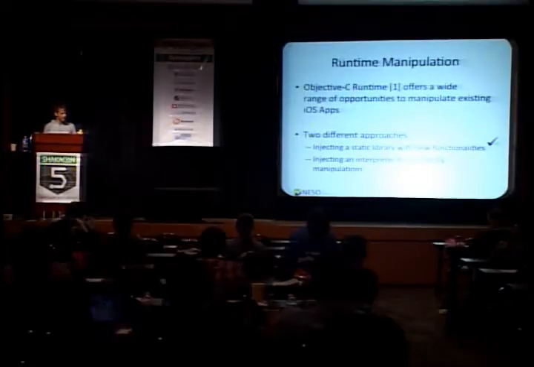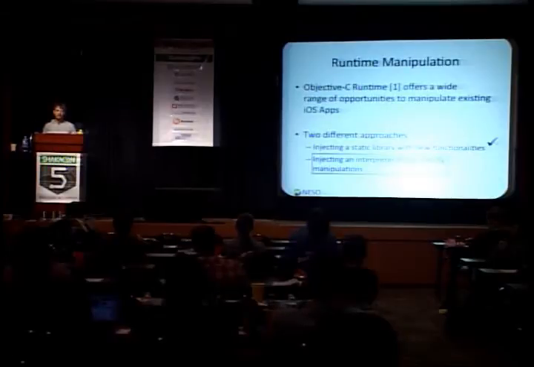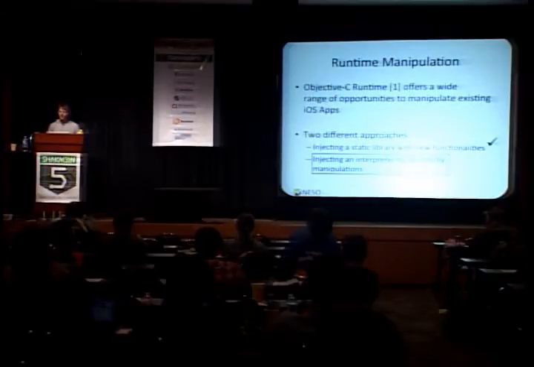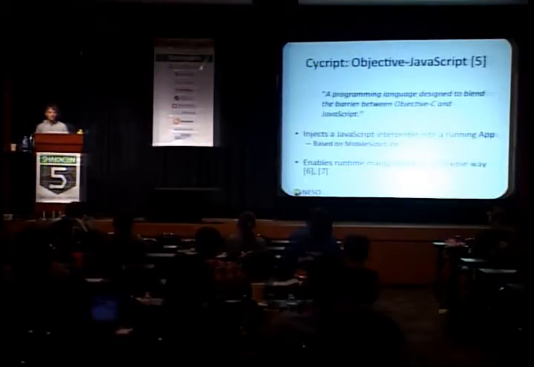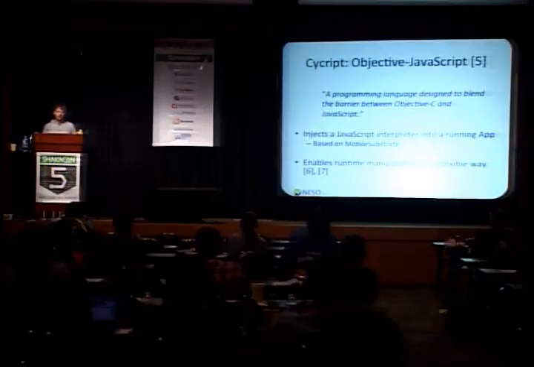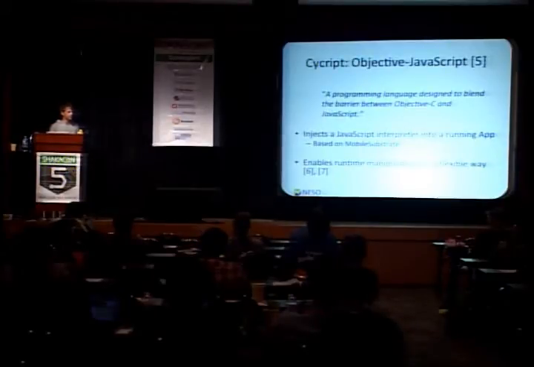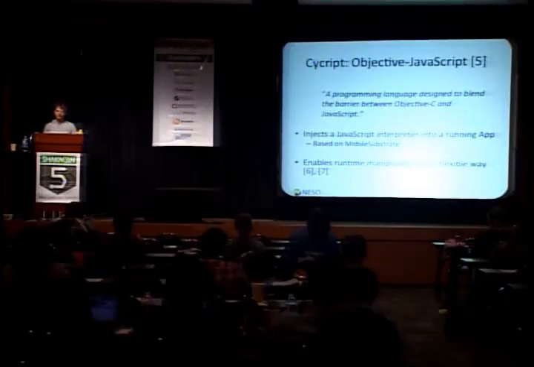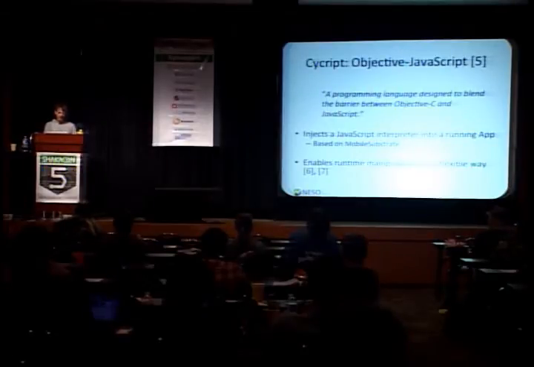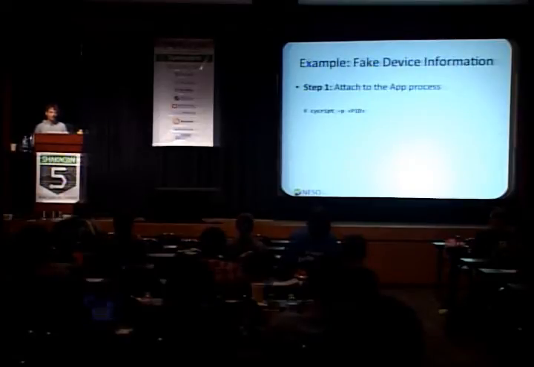Another even more flexible approach is to inject a whole interpreter into an app. And this enables spontaneous, on-the-fly manipulations at runtime. Let's have a look at Cycript. Cycript is a programming language designed to blend the barrier between Objective-C and JavaScript. When using Cycript, a JavaScript interpreter is injected into a running app. Let me show you one example to make it more clear.